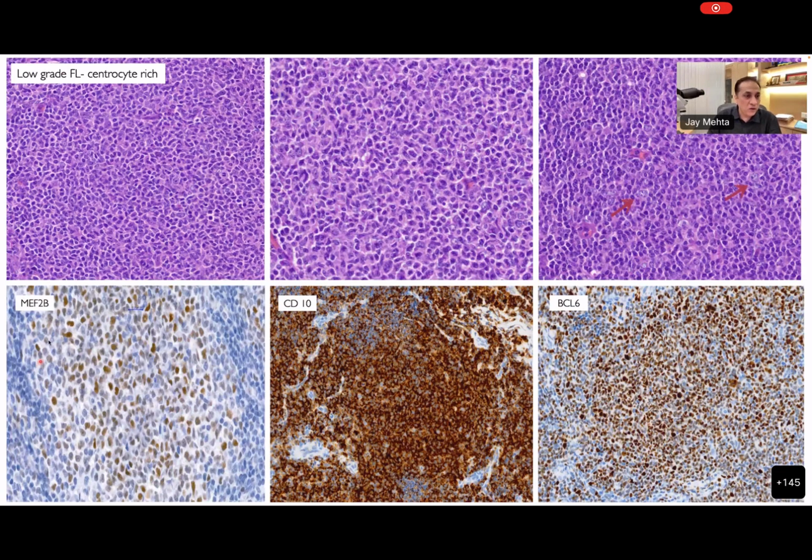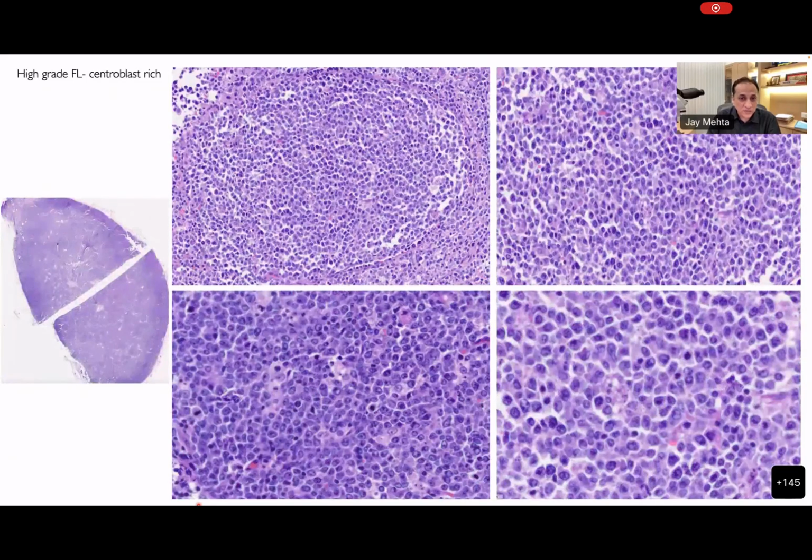Of late, you have a stain called MEF2B, which is also a very nice nuclear marker for follicle center cell origin. Now, here's a centroblast-rich follicular lymphoma, which you would call a follicular lymphoma grade 3B. You can see this follicle. There are sheets of centroblasts. You cannot identify any centrocyte amidst this. So this is a follicular lymphoma grade 3B.